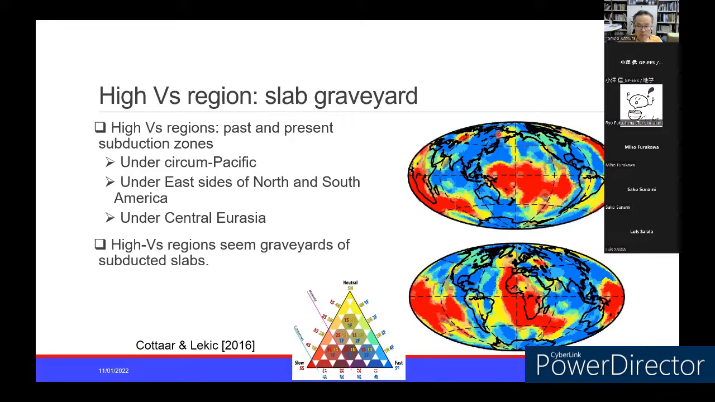As you know, the Circum-Pacific regions are present subduction zones, and Central Asia is under the ancient subduction zone referred to as Tethys. Therefore, many geophysicists consider the high velocity part is a graveyard of the subducted slabs. Subducted slabs reached the core mantle boundary, and accumulated in this part. This is a scenario.